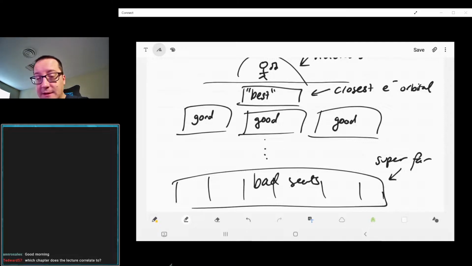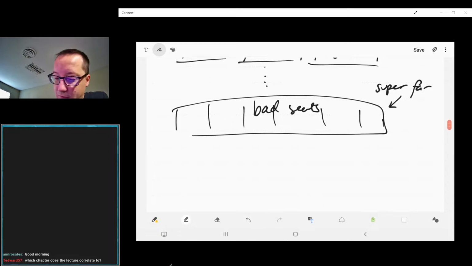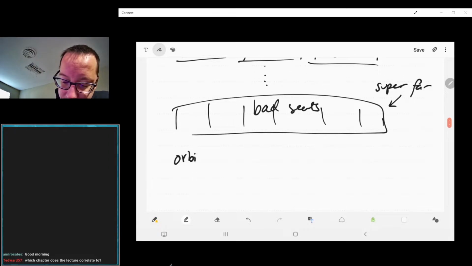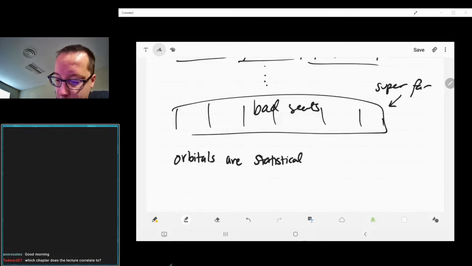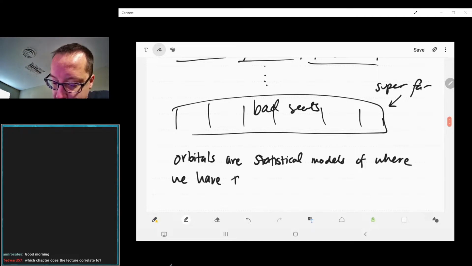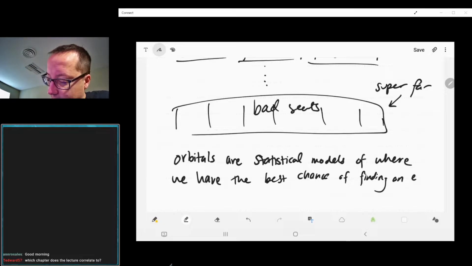All right, so we're going to see that these electrons are going to organize themselves so that they'll always have the least amount of energy possible. And so we're going to talk about some of these orbitals now. So orbitals are statistical models of where we have the best chance of finding an electron.